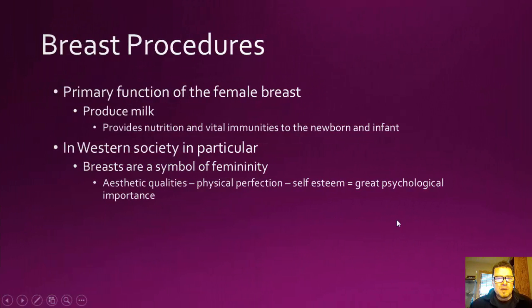Then we get into some breast procedures. The primary function of the female breast is to produce milk, which provides nutrition and immunities to the newborn.